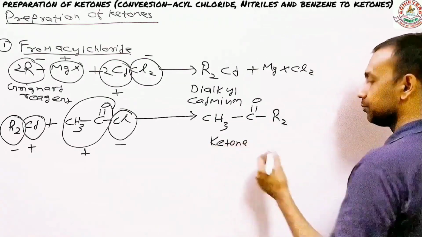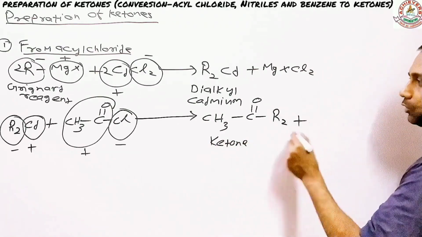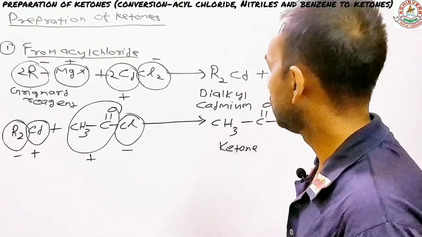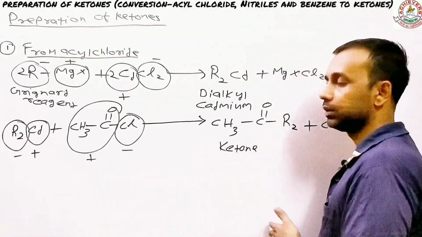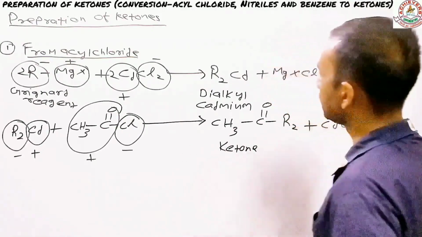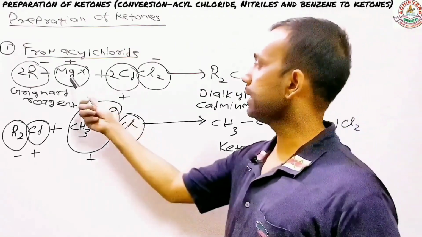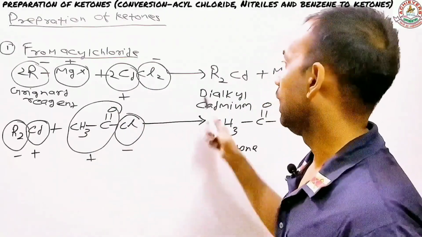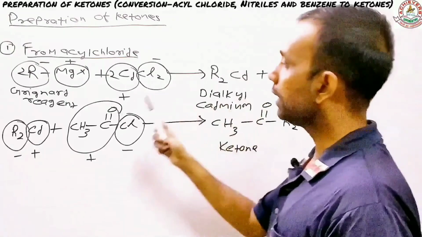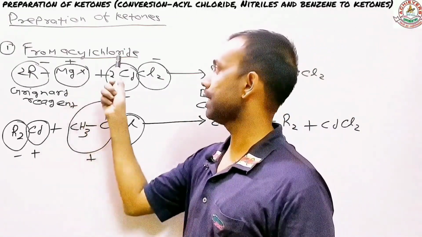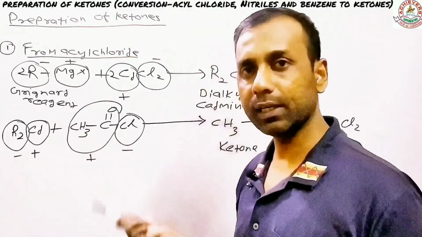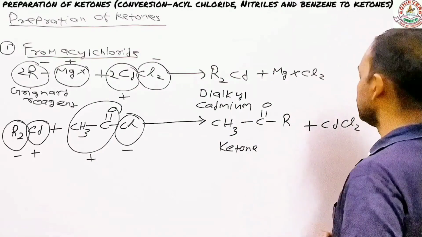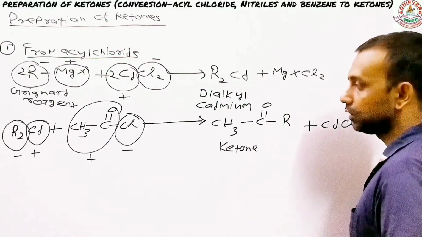You got your ketone, right? And another byproduct is going to be cadmium chloride again. So we have this method completed right here. Now I'm going to take another one. I hope you have understood, but in case you do not, let me repeat. When Grignard reagent is treated with cadmium chloride, they undergo a kind of displacement and it produces a dialkyl cadmium. When this dialkyl cadmium is treated with the actual reagent, acyl chloride, this reaction mechanism clearly helps you see how the ketone is formed. So this is what the first reaction looks like.